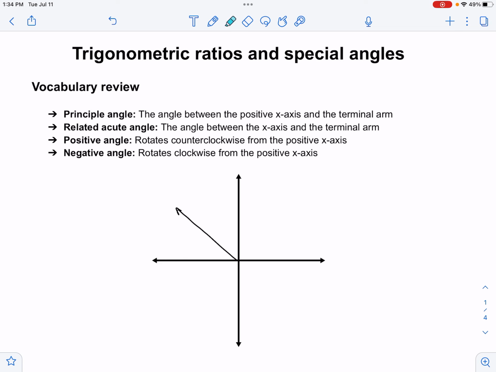The first term that we are looking at is our principal angle. The principal angle is the angle between the positive x-axis, so this guy, and the terminal arm. And that arm that I just drew, that is your terminal arm. That's the one where it's ending. So my principal angle is going to be this guy. Principal angle. We start at the positive x-axis and we rotate around to the terminal arm.